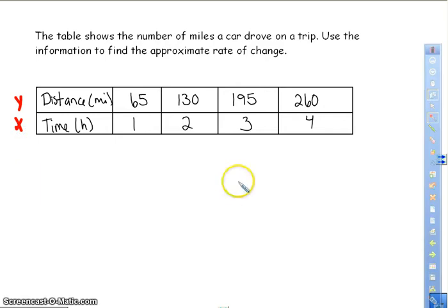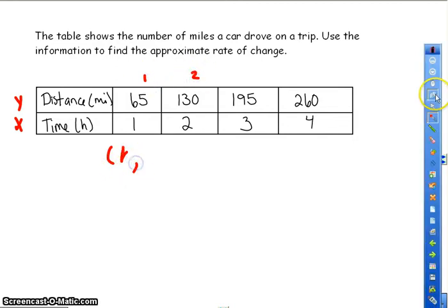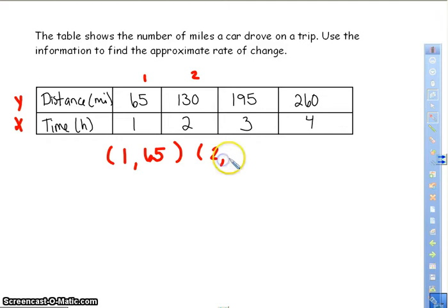Okay, so I'm going to pick my two coordinates again. I'm just going to pick the first two. So I have a time of 1, so my x is 1 and my y is 65. Once again, we determine the x and the y according to what the rate is. I'm going miles per hour, which means the y would be the top number and the x would be the bottom. And then I have 2 hours and 130 miles.